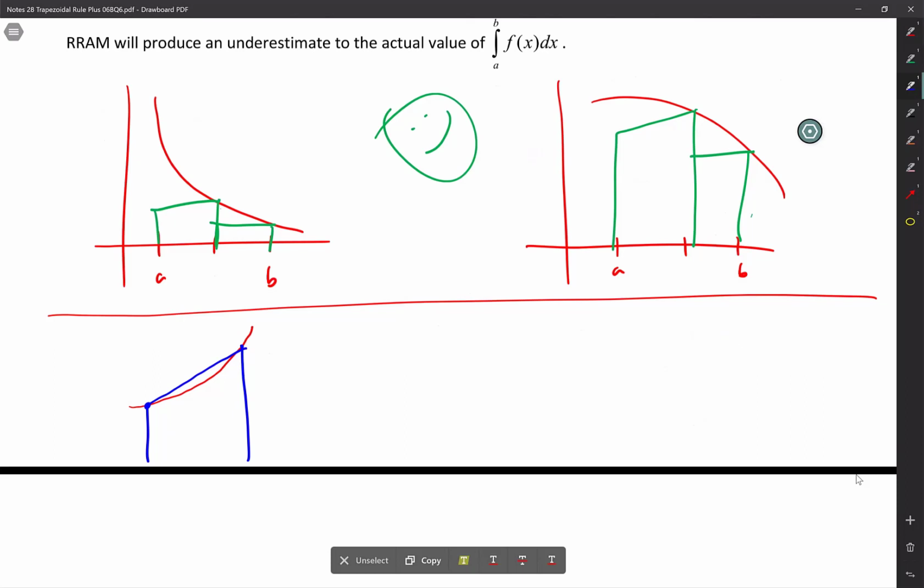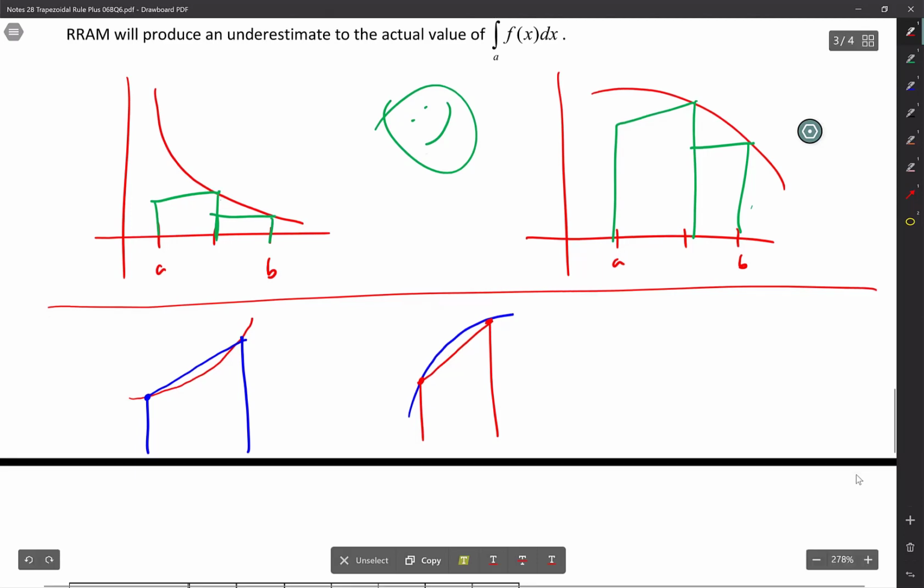But if I have a graph that is increasing but concave down, so here it is, again I'm sorry for the color choices. Point here, point here. Notice that that trapezoid is slightly below the curve. Do you guys notice that? So for trapezoids, what matters? Concavity. For LRAM and RRAM, what matters is whether the function is increasing or decreasing. So make sure you hold on to that in your head. Okay.